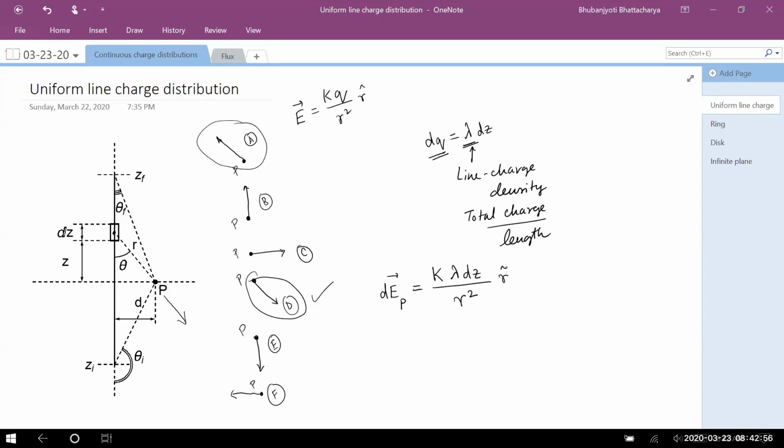But how do we find that r hat? Well, let's think about it. If I look at this little triangle here, one side is just z, and along the x direction, let's call this direction x, the distance is d, and the result of that, the hypotenuse is r, which is square root of z squared plus d squared.